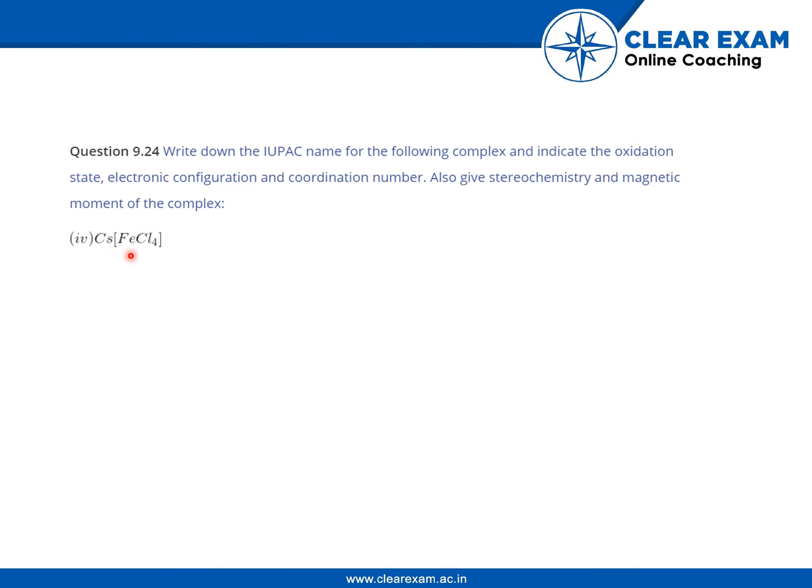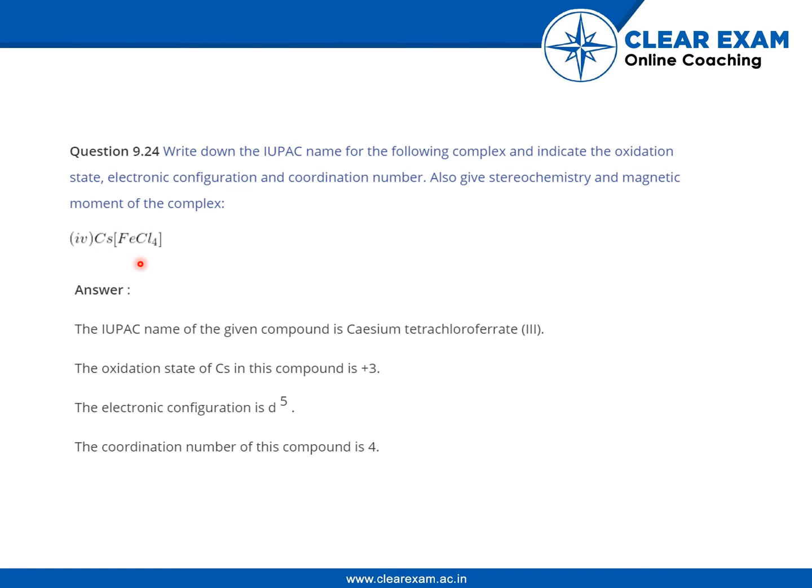Now the fourth part is Cs[FeCl4]. The IUPAC name will be cesium, as this is the positive entity, then the negative entity will be tetrachloroferrate. If the metal is present in the negative entity, we just add -ate at the end. As you can see, the oxidation state is +3 as Cl contributes -4 charge and Cs will contribute +1 charge as it is a group 1 element.